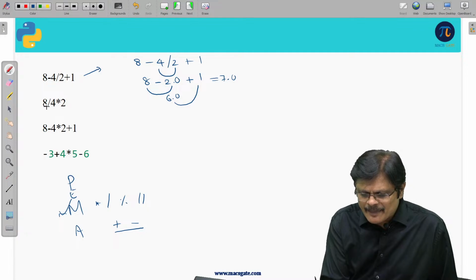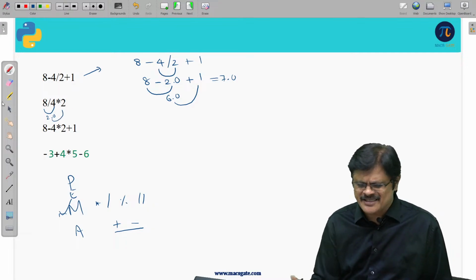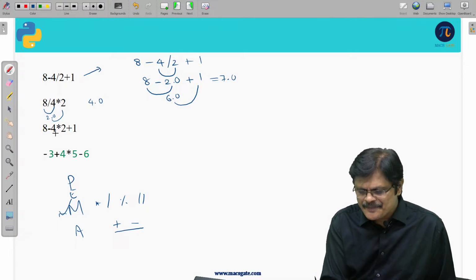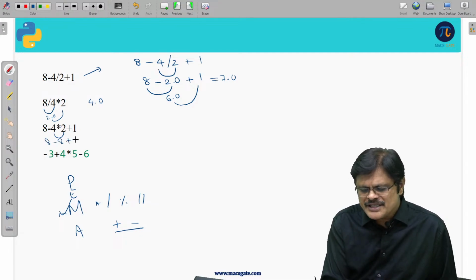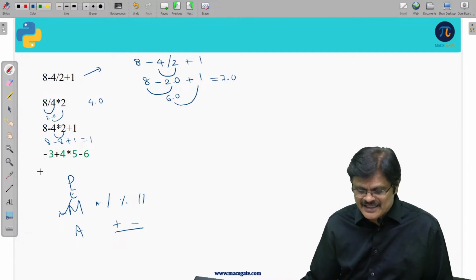Because all are multiplication type of operators, left to right evaluation happens. 8 divided by 4 is 2.0, into 2, 4.0 is the expected answer. It is straightforward. We will do it together. Next one. Here you see this multiplication is performed first, that is 8. 8 minus 8 is 0. 0 plus 1 is 1. So here you get the integer result.